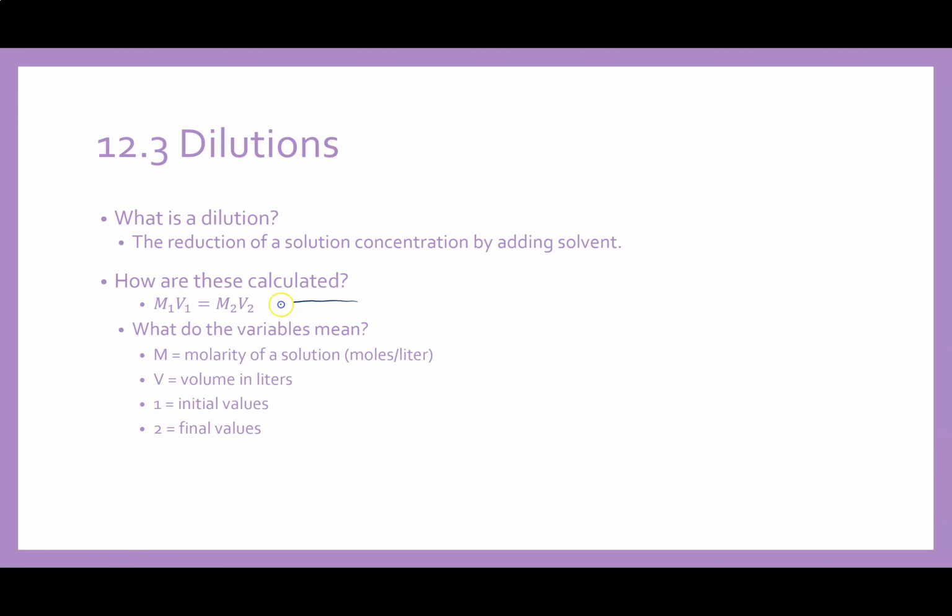Now, in order to calculate this, we need an equation. The equation we're going to use is M1V1 equals M2V2. Anytime you see an M, it represents a molarity in moles per liter, and a V represents a volume in liters. These are our units. They must be these units. Please don't forget that if you have to convert, you convert before you do the math. The 1 and the 2 stand for initial and final values. So M1V1 means anything initial, and M2V2 means anything final.